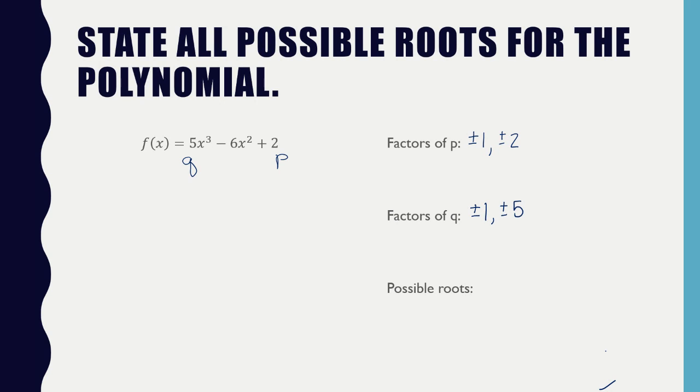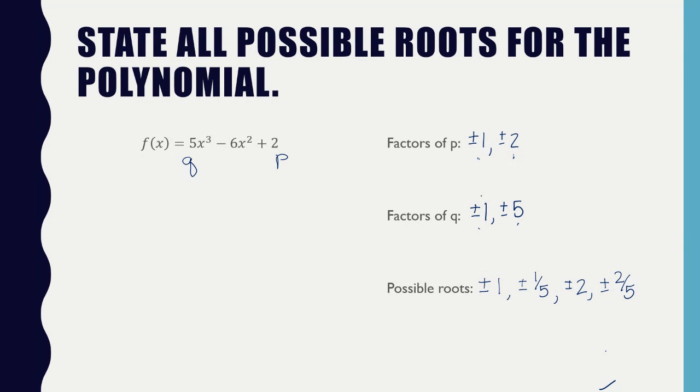Now, to find all of the possible roots, we're going to take each p divided by each q. So I'm going to start with 1: plus or minus 1 divided by 1 is 1. Plus or minus 1 divided by 5 is 1/5. Plus or minus 2 divided by 1 is 2. And plus or minus 2 divided by 5 is 2/5. These are all of my possible roots.